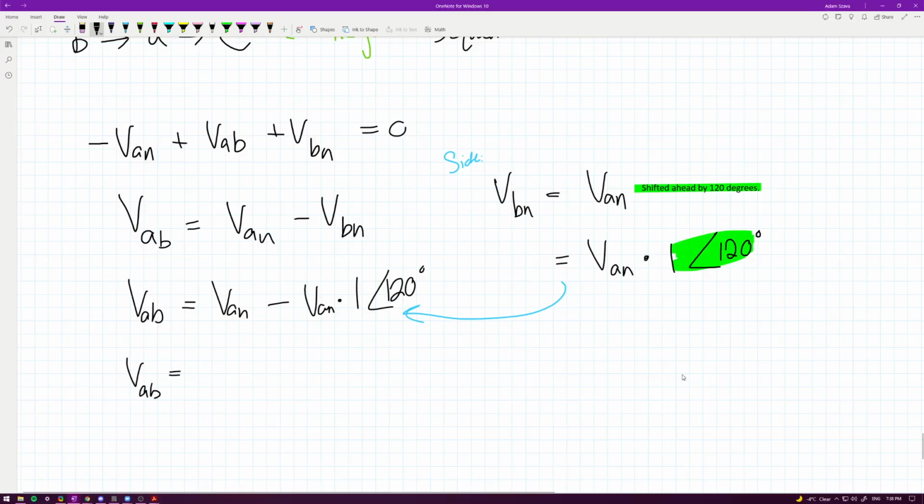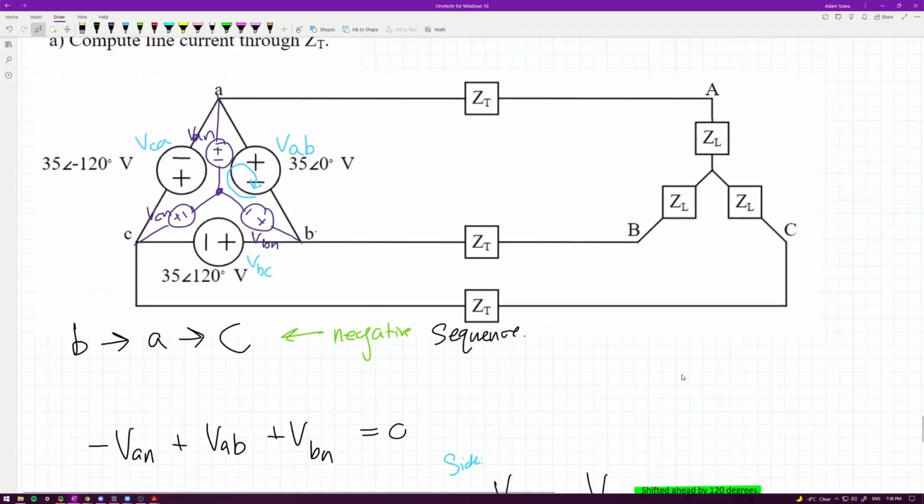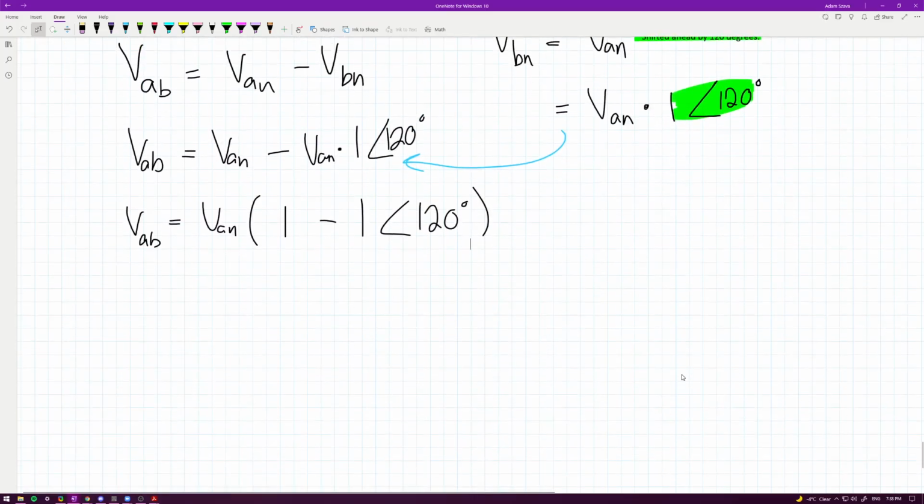I can say VAB equals VAN, factor VAN out, 1 minus 1 at an angle of 120. Okay, and we know VAB, that's given to us in the question, and I can use this now to solve for VAN, right? So this complex number here, VAB equals VAN times 1 minus 1 at an angle of 120, is going to be root 3 at an angle of tan inverse of negative 3 over 3, negative 30.